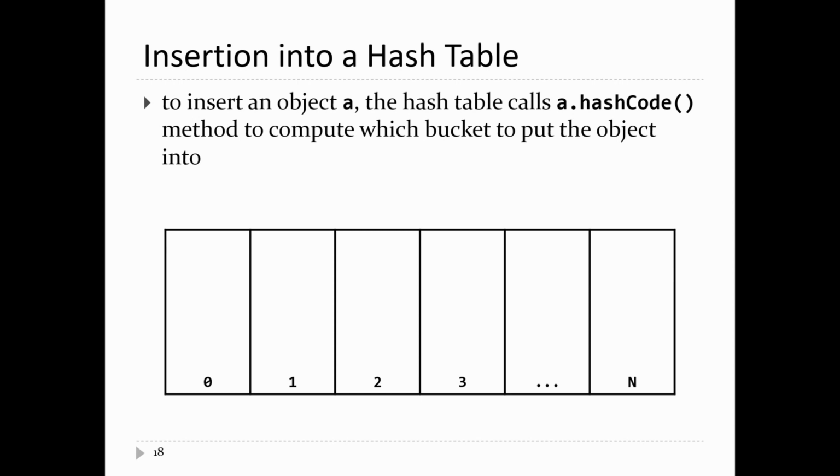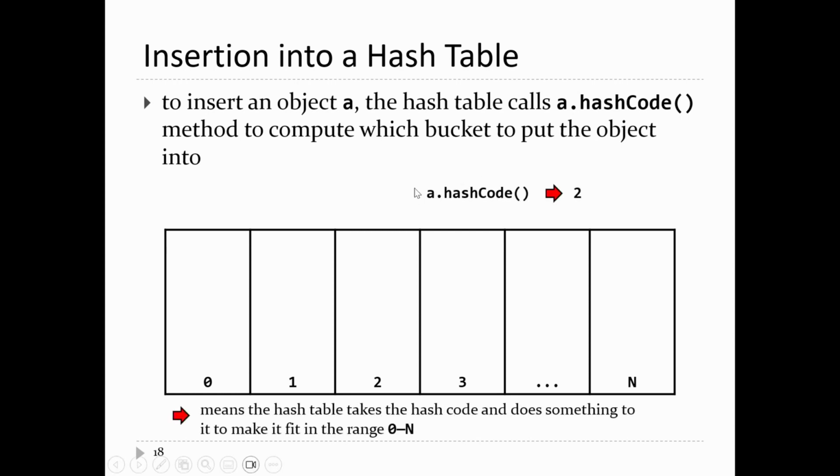To insert something into this hash table, say I want to insert an object A, what the hash table does, not what the programmer does, is call the hashCode method for that object A. It's able to do this because the hashCode method is defined in java.lang.Object. And remember that every little o object in Java has every method that's in big O Object, so every object has a hashCode method. So the hash table calls hashCode on the object, and that tells it which bucket to put the object into.